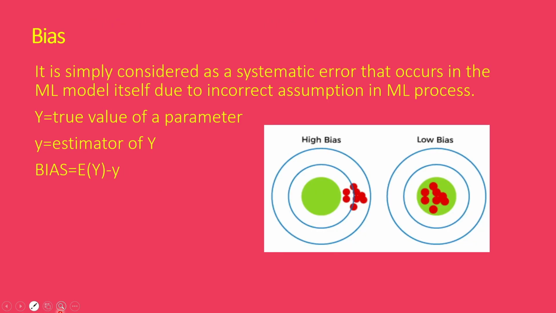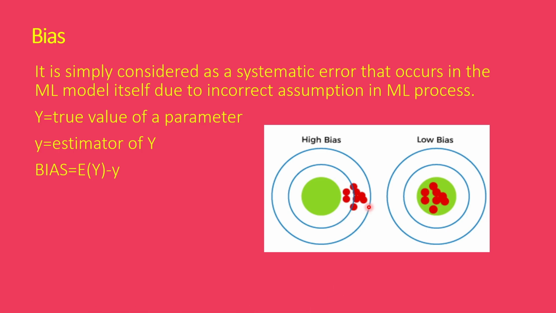What is bias? It is simply considered as the systematic error that occurs in the ML model itself due to incorrect assumptions in the ML process. In general terms, bias is how much of an assumption a machine learning algorithm is making about the training data. It is only based on the training data. If more assumptions are made, then we have more bias. If fewer assumptions are made, then the model has low bias.